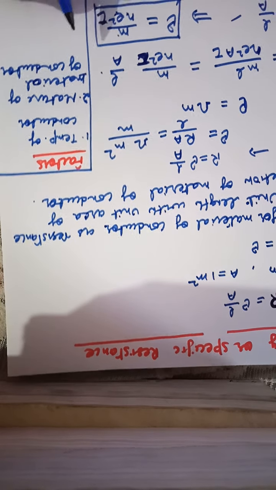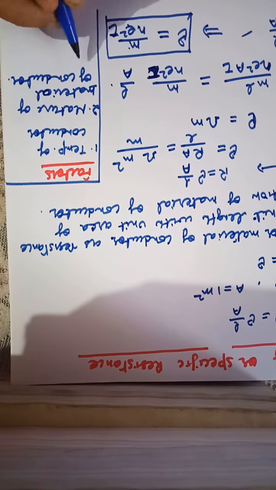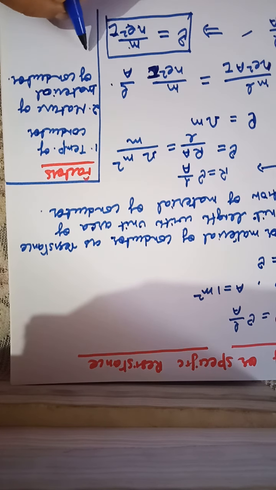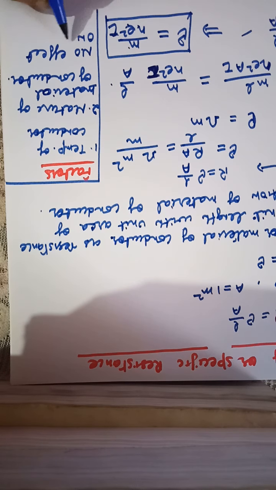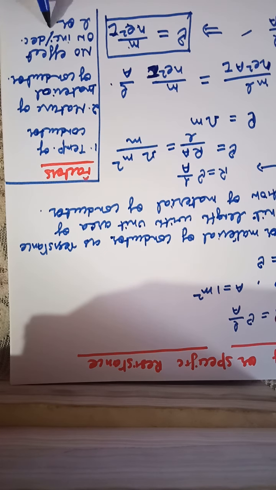There is no effect on the resistivity of increasing or decreasing the length L or the area A of the conductor. So this is all about the resistivity.